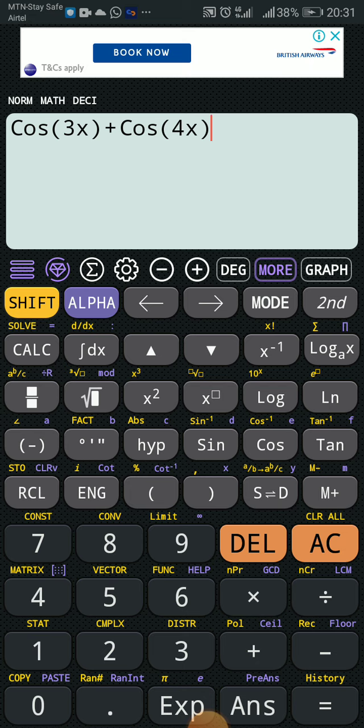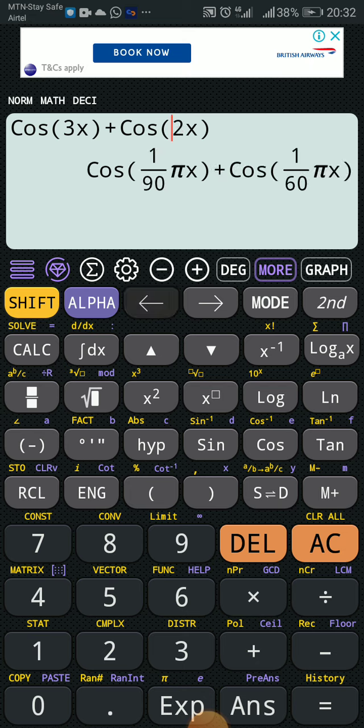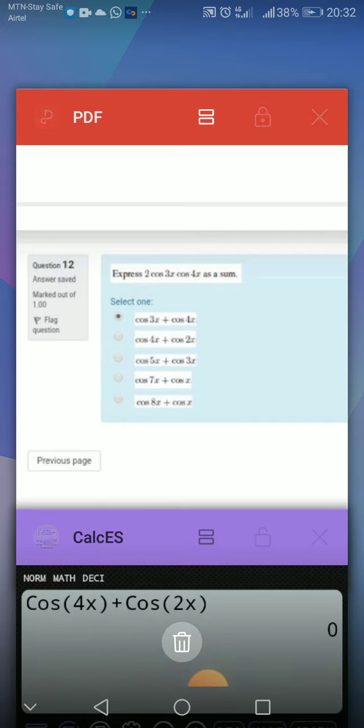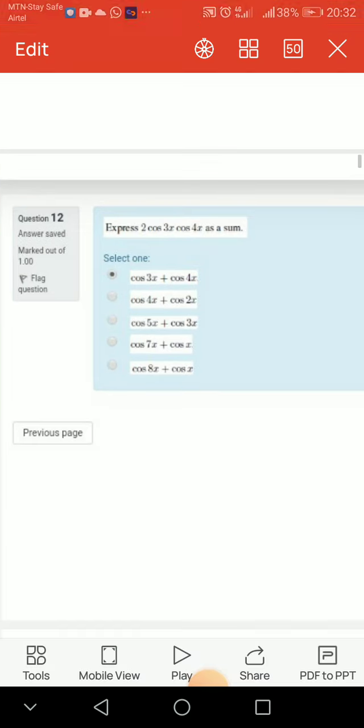So let me do that quickly. Cos 4x, then plus cos 2x. Once you do, just press equal to. Oh, that's the answer. You see, that's the only one that gave me 0. But let's try the other ones, because some others may also give you 0, which may not be the answer.